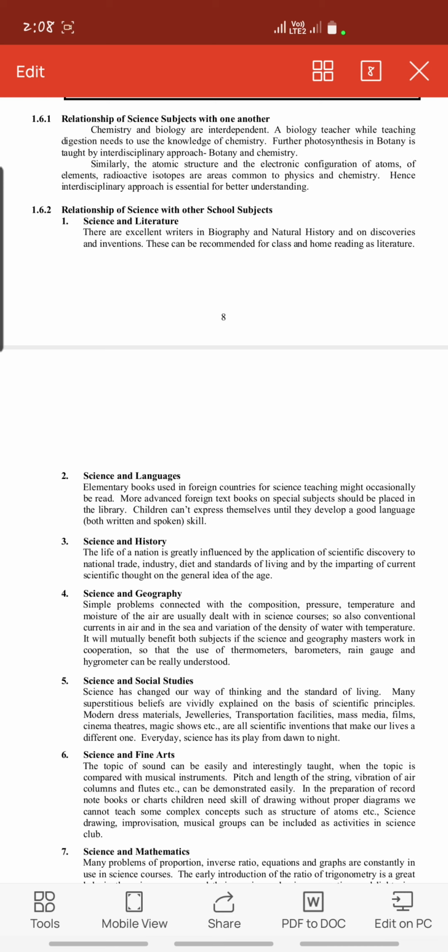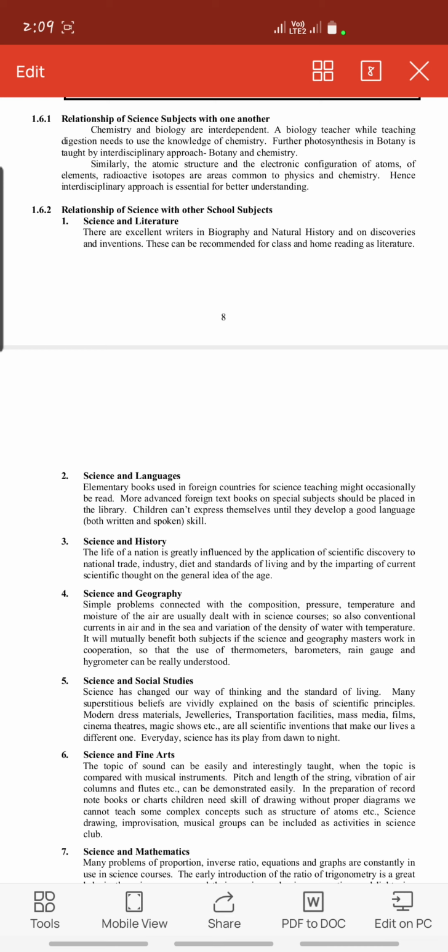So we've already done discussing the definition of science, the relationship of science with other fields of sciences, and I also discussed the scope and nature of science. So now let's proceed to the relationship of science with other school subjects. Of course, science always has a relationship or connection with the other fields. So first in line, we have science and literature.